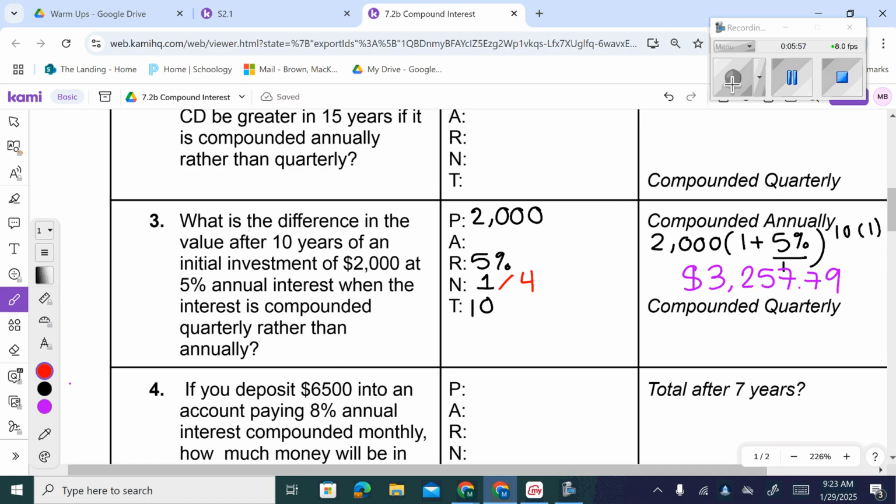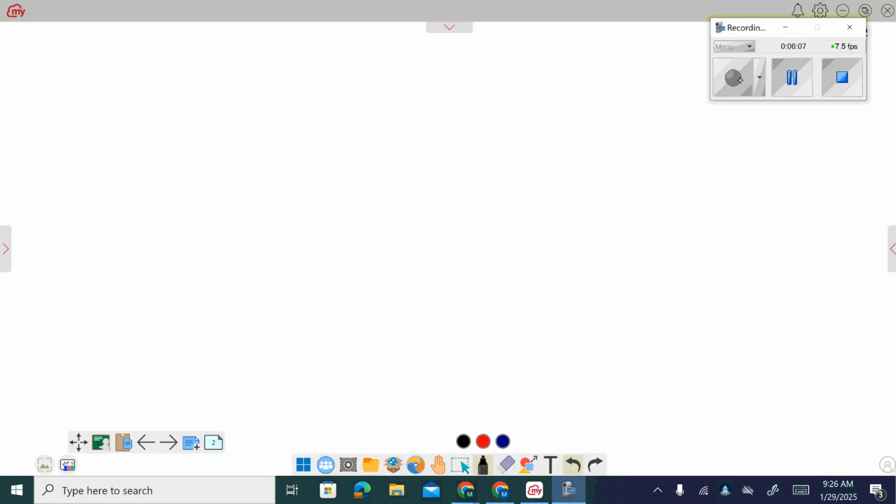No. Okay, so I'm going to use everything right here that I kept the same, but instead of a 1, I'm going to use a what? 4. All right, figure out what that is. They had 2,000. Everybody go to 2,000.